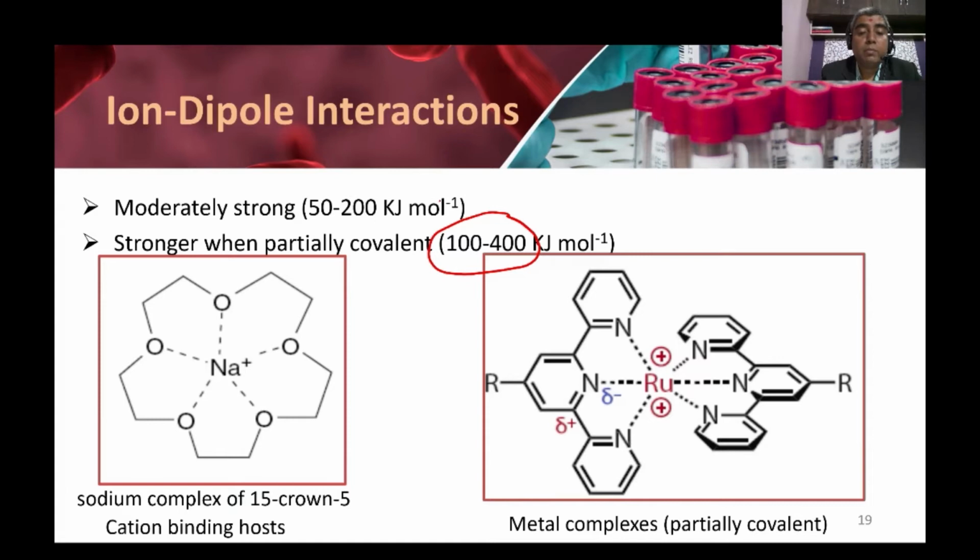An example is the sodium complex of 15-crown-5. It acts as a cation binding host. We can see here this sodium plus ion interacts with these 1, 2, 3, 4, 5 oxygen atoms. So it is an ion-dipole interaction. The next example is the terpyridine complex with ruthenium, where the nitrogen of the terpyridine ring is bonded with the ruthenium, but these compounds are partially covalent.